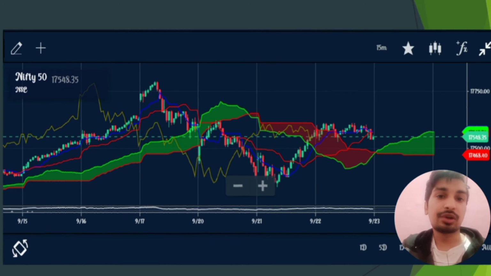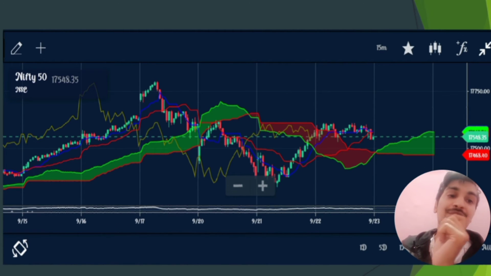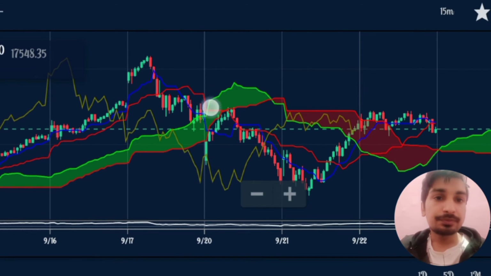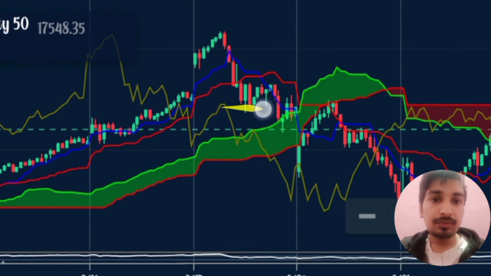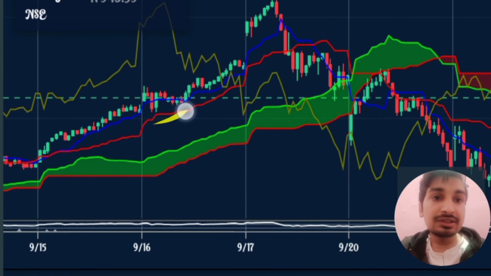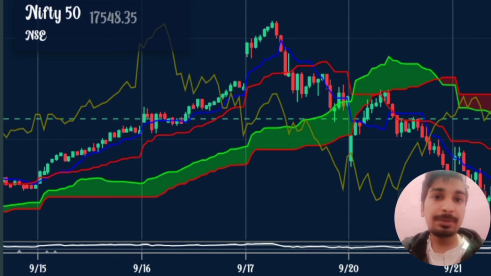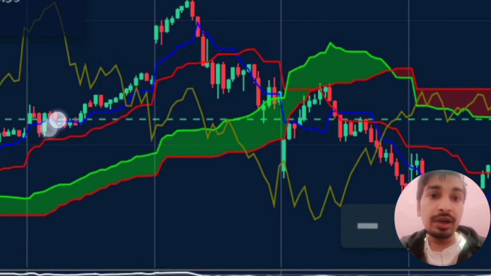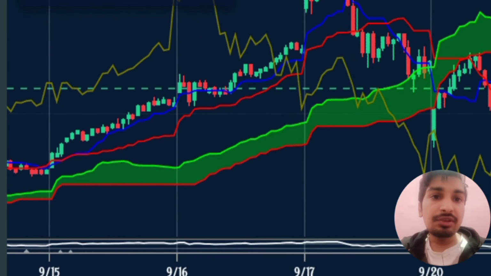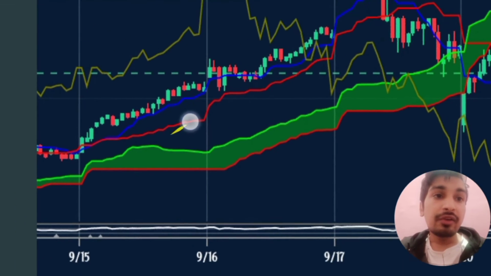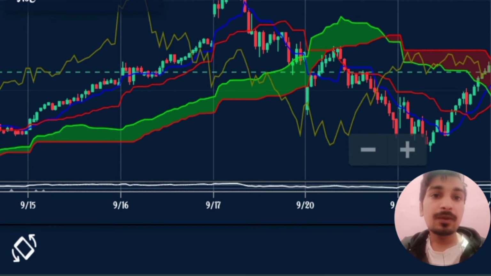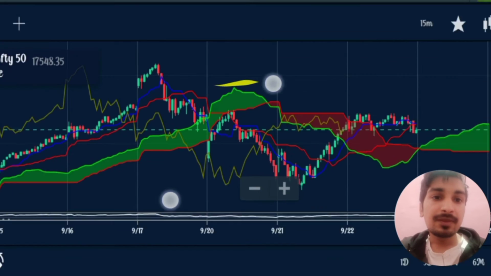This is the Ichimoku cloud. It looks very complicated, right? Yes, it looks very complicated. Let me show you. The nearer one is the first one, and this is the second one. I showed you the 9 period conversion line. So this blue line is the conversion line. The red line that you see here is the baseline.